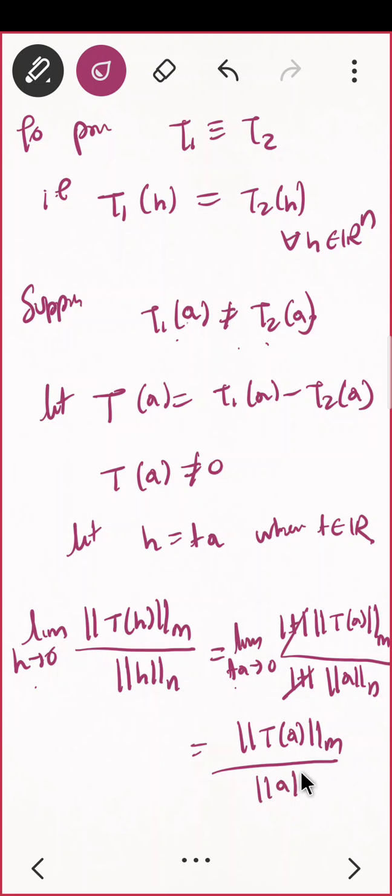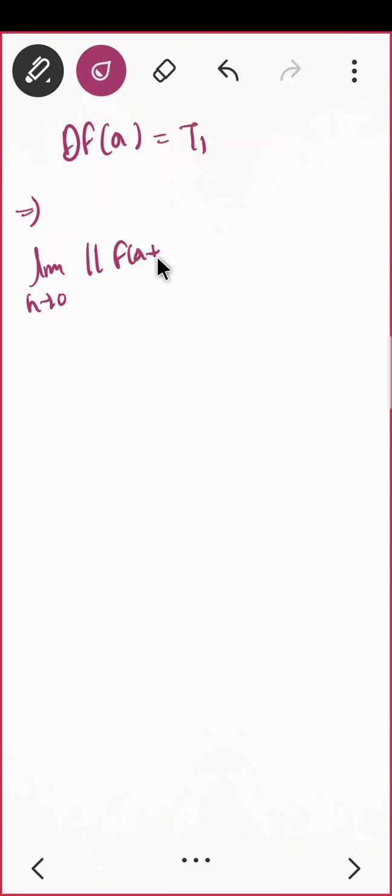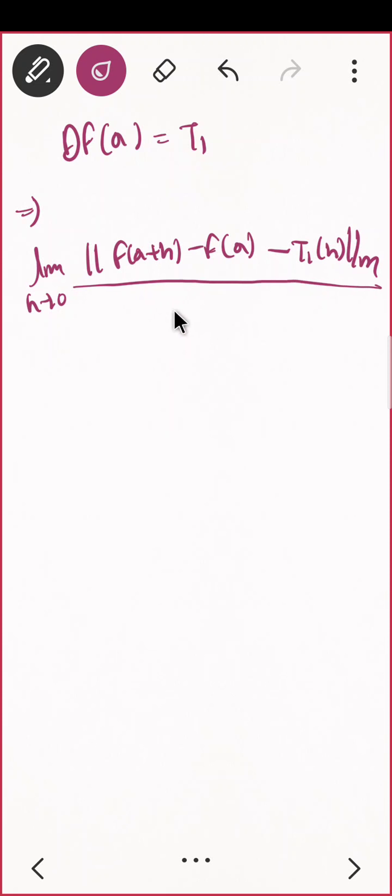Now you must be wondering, sir, why did we do this, what is the use of it? So let us see. If you take the definition of the first d1 or d2, then you'll get this. Let us stop this here and let us write the definition of t1. You know that df of e is equal to t1. So what is the definition? That means limit h tending to 0, norm of f of e plus h minus f of e minus t1 of h, norm m, upon norm h upon norm n, that is equal to 0.